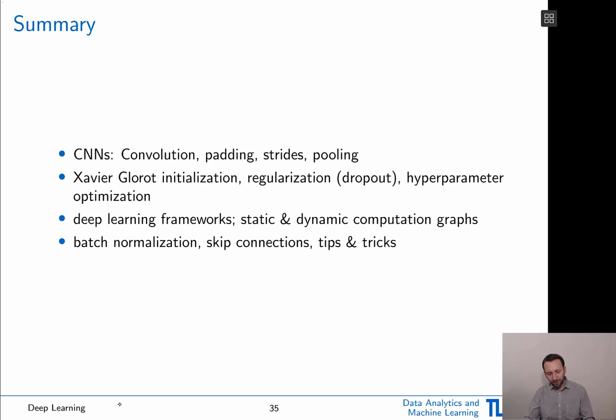Here, just to wrap up, what we talked about in the second week was one specific architecture, the convolutions. We also talked about padding, strides, and pooling, terms you should be aware of. We also talked about specific initialization to avoid vanishing gradients. We talked about regularization, standard regularization with L2 penalties, but also dropout, and quickly also hyperparameter optimization. Deep learning frameworks: again, please play around with them. Hands-on experience is the best practice you can get here. And finally, some more tips and tricks like batch normalization, skip connections, and so on and so forth.